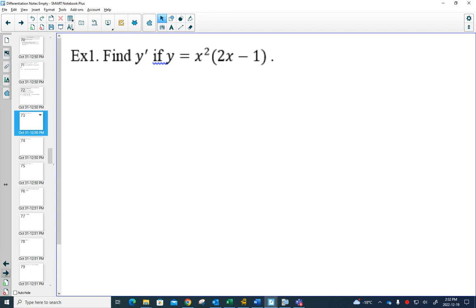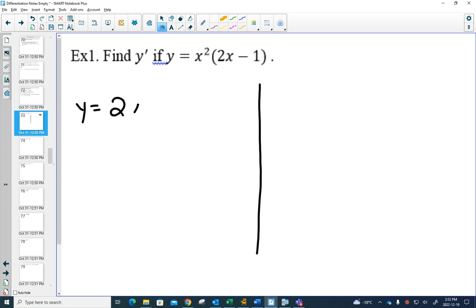Okay, let's get to some examples. In this example, you have choice. You could do this one using your old rules, but you'd have to simplify first. Or you could do it using your new rules, and then maybe have to simplify afterwards. So I'm going to split this up. In the old way, I would first multiply this up. Can you see that you could distribute and get 2x cubed minus x squared?